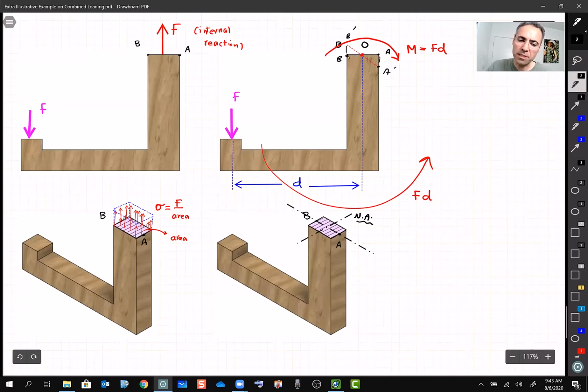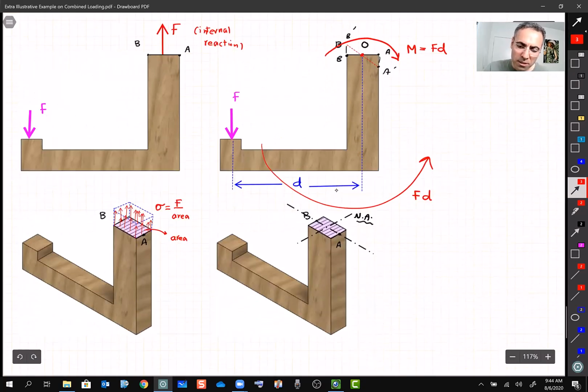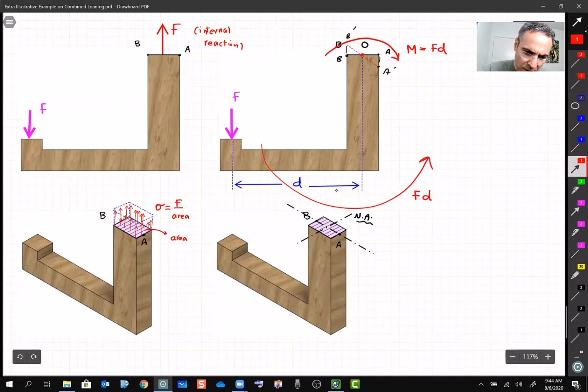Point B, you see, point B went to B prime. It is stretched. It is going to be under tension then, right? And also something that we confirm here. Remember we said B is under tension, A is under compression. The same things here. So if I want to draw the stress element for A and B, but before that, let's draw this one here.